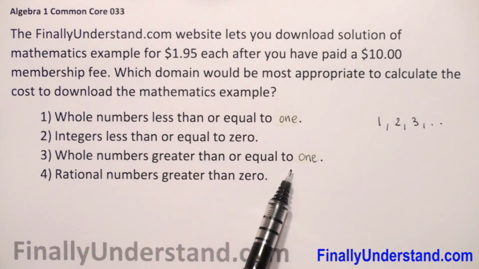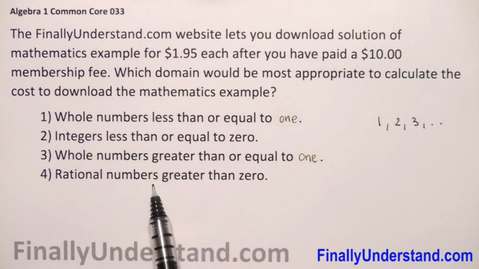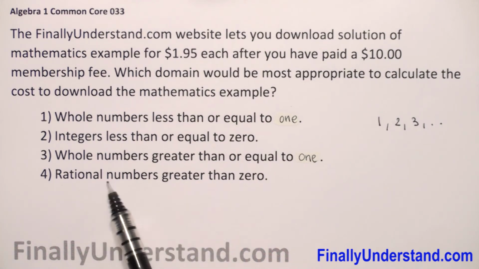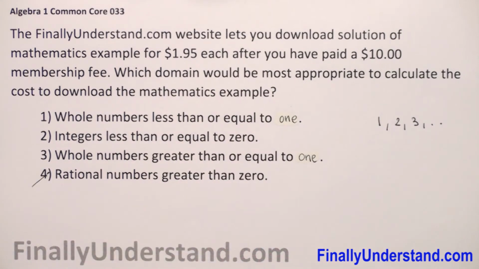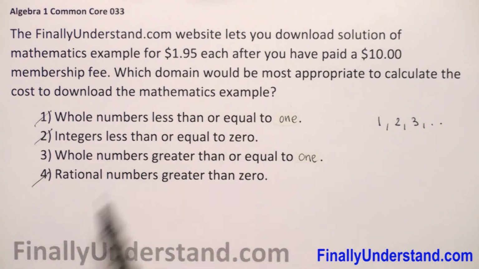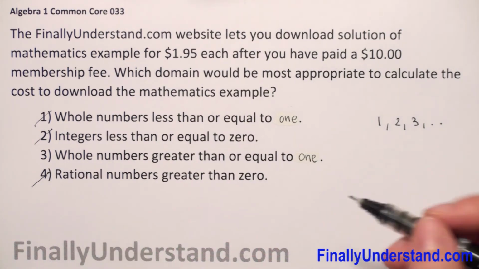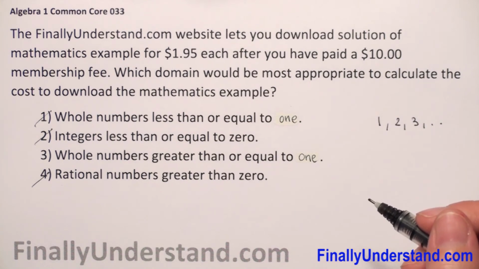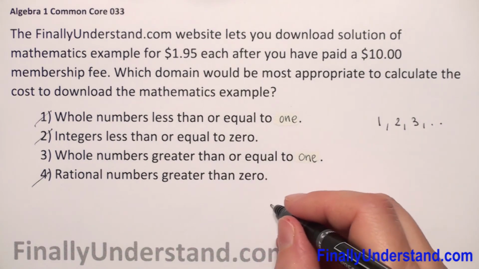And this is the correct statement, because the last is rational numbers greater than 0. We cannot have half of a mathematical example, 1/3 of a mathematical example. So for sure this cannot be our solution. Like I said, first and second cannot be, because we cannot have negative domain in this example. So only the third is the correct solution. The domain will be whole numbers greater than or equal to 1. So the third statement is our answer.